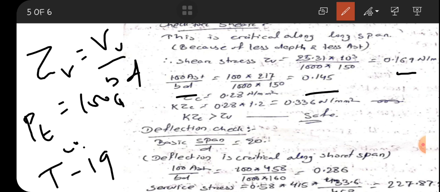the formula for tau v is equal to Bu by Bd, and it's coming around 0.169, and Pt we will calculate for long span, that is 100 AST by Bd, and it is coming around 0.145, and from table number 19 tau c we can calculate as 0.28. Then from table 18 we will calculate k tau c, and k tau c is greater than tau v, therefore we are safe in shear.